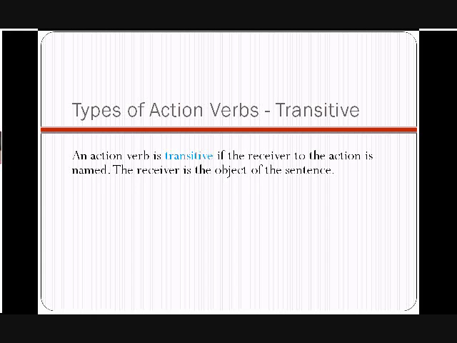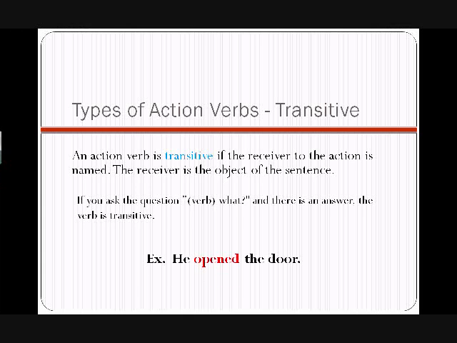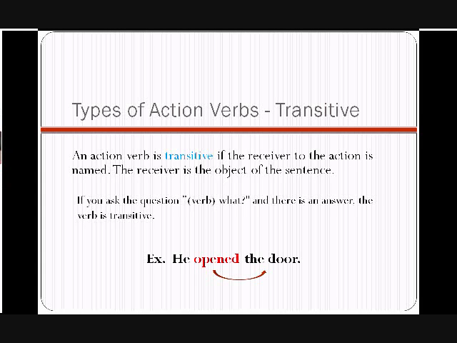So take the verb of the sentence and ask what right after to find the answer. Be sure to only answer for what and nothing else like why or which or who. And it must also be only a one-word object. Let's take the example, he opened the door. So we say, he opened what? Opened the door. Since there's an answer to the question, the verb is transitive. The door is receiving the action of being opened.